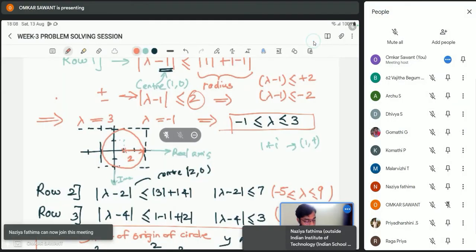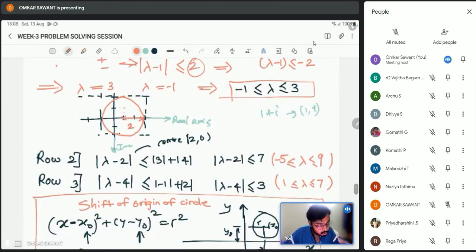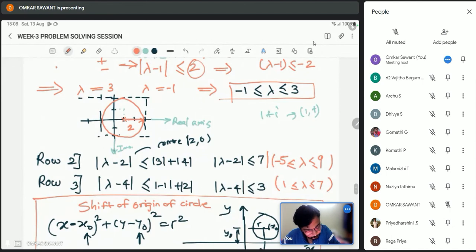Okay, 1, 1. So we have to take the union of all these three, which will give you the final bound in which all the eigenvalues will lie.